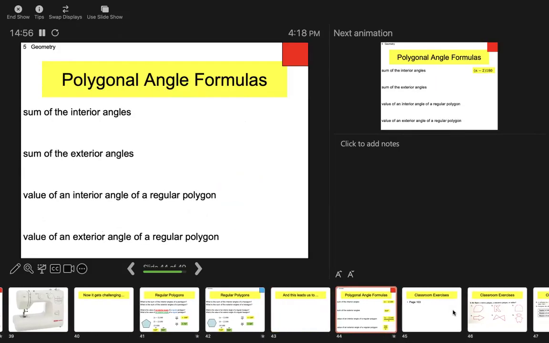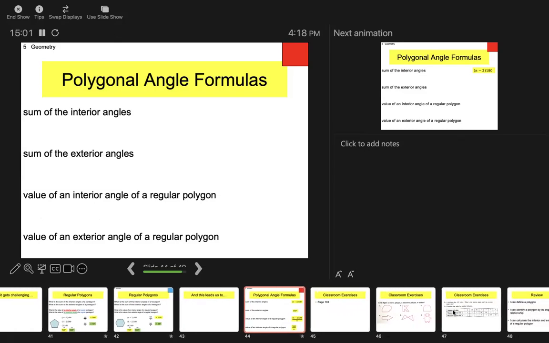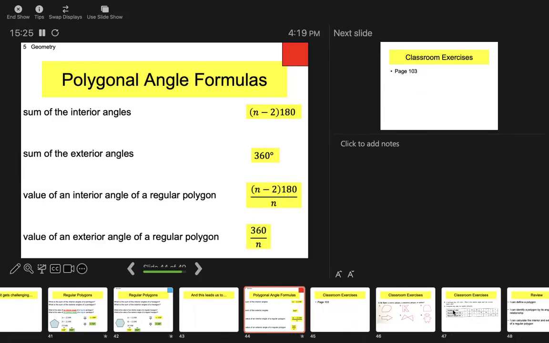So this leads us to that formula. Here's all 4 of them on one page. The sum of the interior angles is n minus 2 times 180. The sum of all the exterior angles is 360. Not much of a formula there. The value of one interior angle would be n minus 2 times 180 divided by how many sides, and that would be n. All right, that's a little bit more challenging of a formula. And then lastly, one exterior angle will be 360 divided by n. So these are the four formulas that you need in order to do your homework.